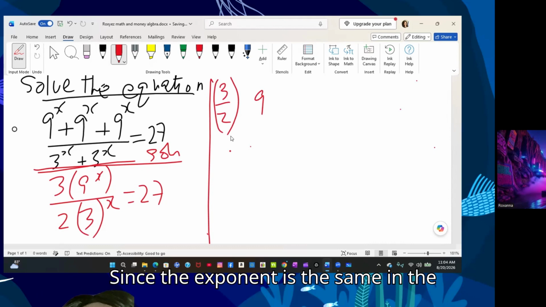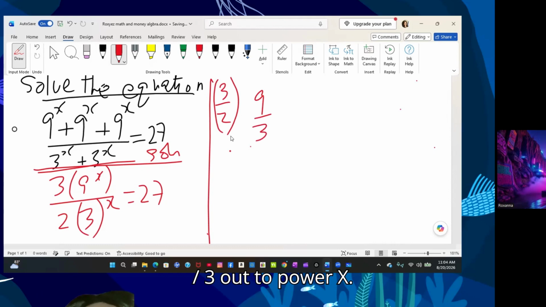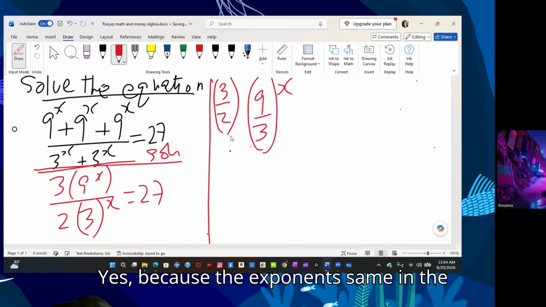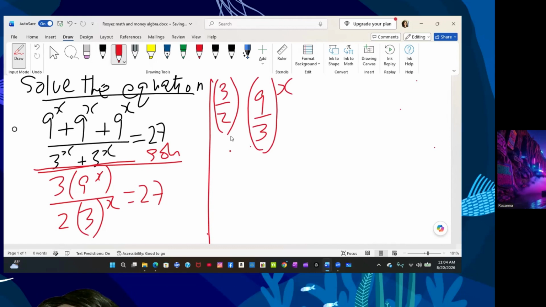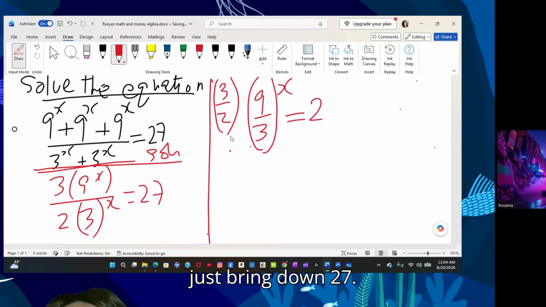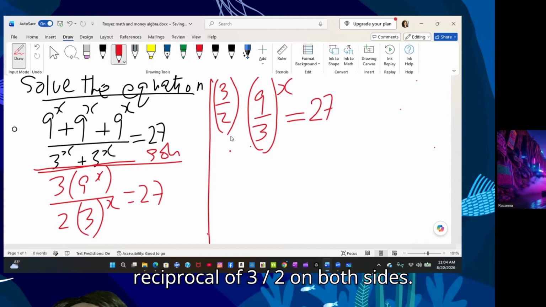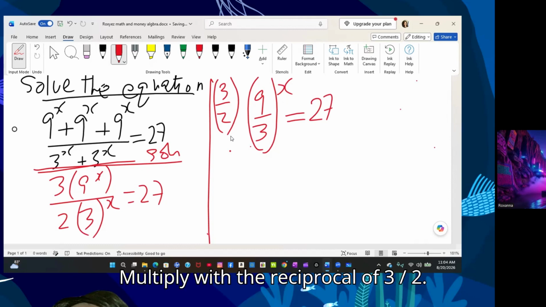Since the exponent is the same in the numerator and denominator, I can write 9 over 3 all to power x. Yes, because the exponent is the same in the denominator and numerator. And I can go to the right-hand side and just bring down 27. Then I can just multiply with the reciprocal of 3 over 2 on both sides.